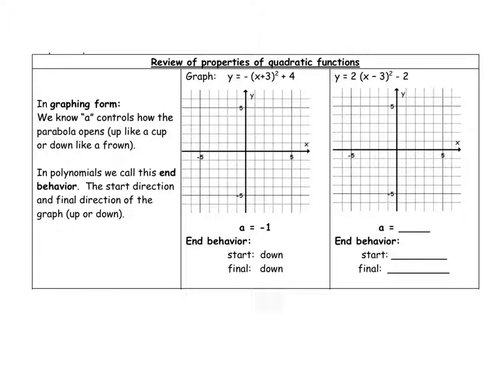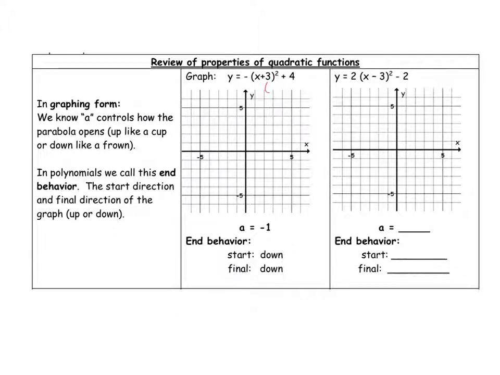So what we're going to start with is what we know about quadratic functions. If we look at both of these, they are in vertex form or graphing form of the equation. The first one has a negative a value, which means we know it's going to open down. So let's go ahead and graph that.